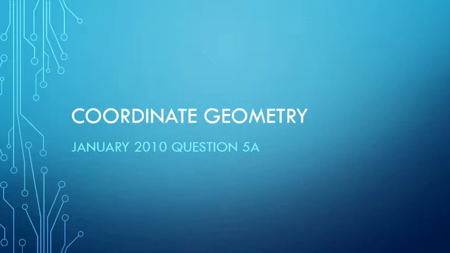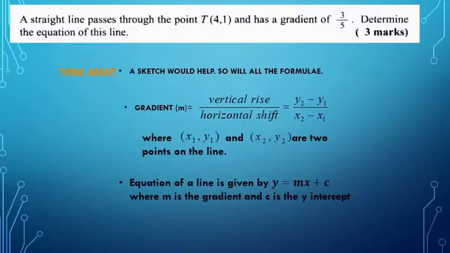Right, coordinate geometry, January 2010, question 5a, the CSEC past paper. Now, let us look at the question. A line passes through the point T(4, 1) and has a gradient of 3/5. Determine the equation of this line.